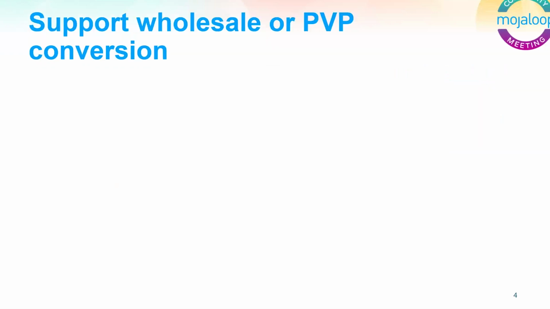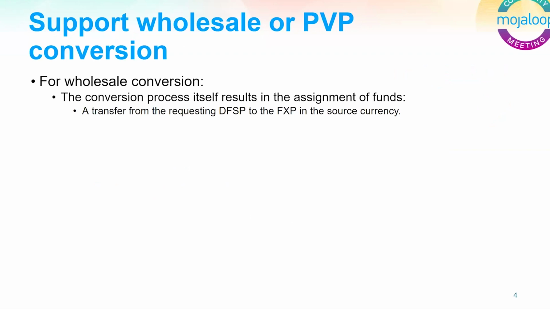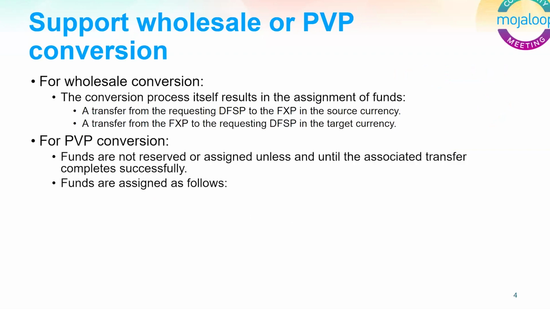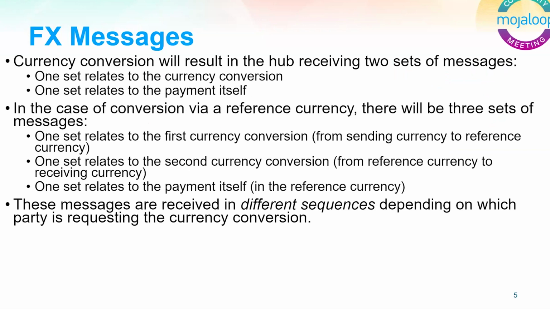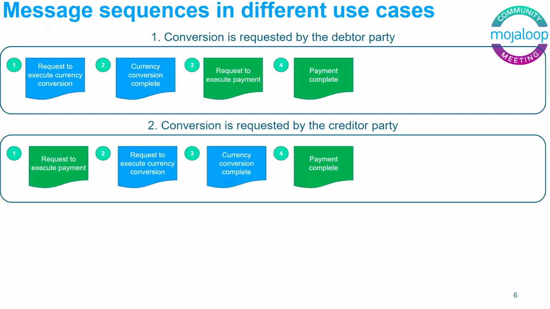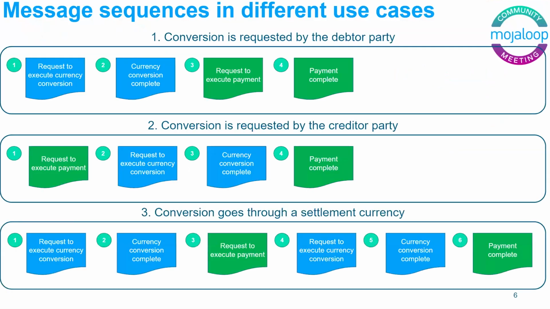I'm going to keep going because we've got quite a lot of demonstration material and I don't want to get in your way. So I'm going to go through all of this stuff, which I kind of hope I've talked about. Now you will see here the sequence of messages that I've just talked about. You'll see that the messages are always the same, but they're received in different sequences, depending on which of the parties to the payment is requesting the currency conversion.